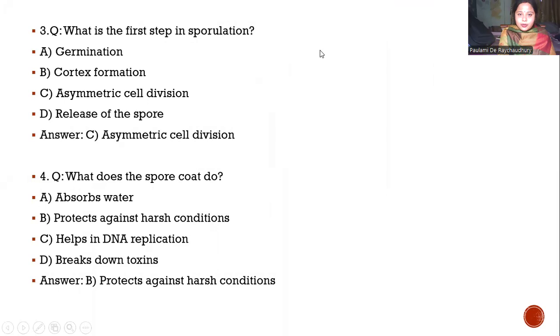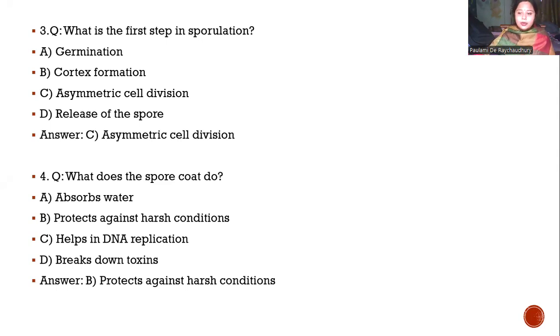Now, what is the first step in sporulation? When signals come, the first step is asymmetric cell division, which means formation of the mother cell and spore. And you can revise. Then what is the second step? That is the engulfment of the spore by the mother cell. Next is cortex formation. Initial stage is signal induction, but this option is not available. So first asymmetric cell division, then engulfment, then cortex formation, followed by spore coat formation, maturation, and finally the release.